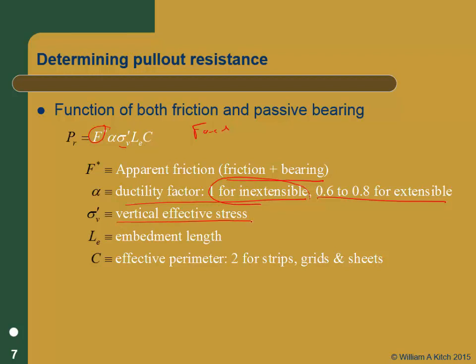Sigma V is our effective vertical stress. And then LE and C are basically our areas, right? LE is the embedment length. We'll talk later about the difference between the total length of reinforcement on the wall and the embedment length. But it's that amount of the reinforcement that's actually contributing to pullout capacity. And then C is the effective perimeter. This should be pretty obvious that for strips and grids and sheets, it's 2, because you've got 2 surfaces, right? You've got a top and a bottom.